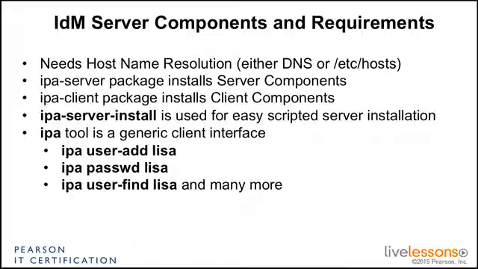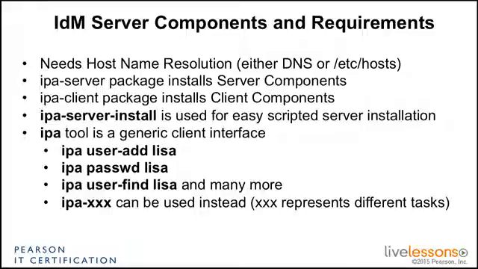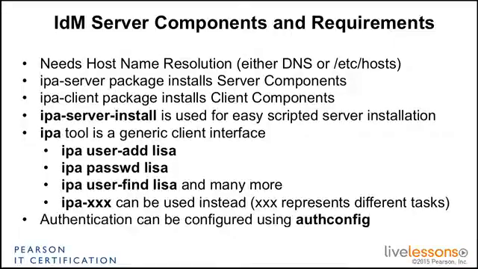It is a very rich tool and you can use it to do anything you need to do on your server configuration. Also, you can use ipa-XXX, where XXX represent different tasks. So what I would recommend is that you type ipa- and then hit the Tab key on your keyboard twice to see how auto-completion is giving you everything that you can do with the ipa command. Now, as I just mentioned, authentication can go through the IPA client. You can also use authconfig. And as authconfig is what you really need to know for the RHCE exam, that's what we are going to focus on in this lesson anyway.